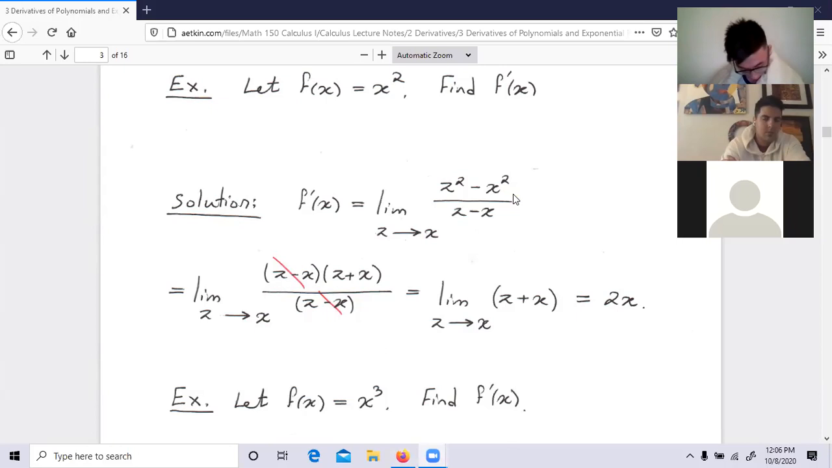Good? So let me know when you're ready to discuss x cubed and what it involves to find the derivative of x cubed.